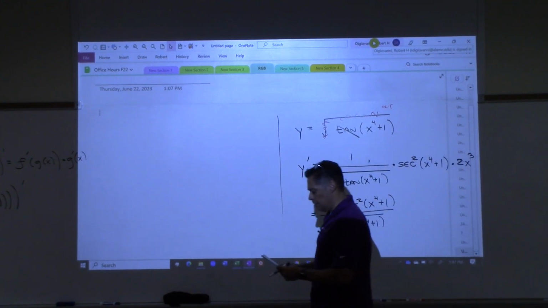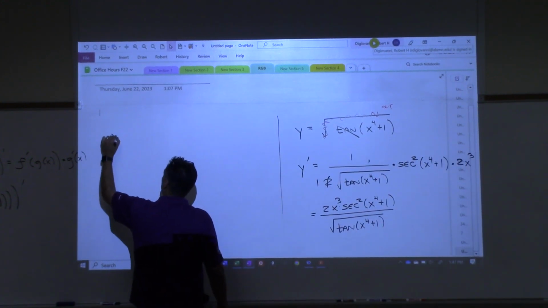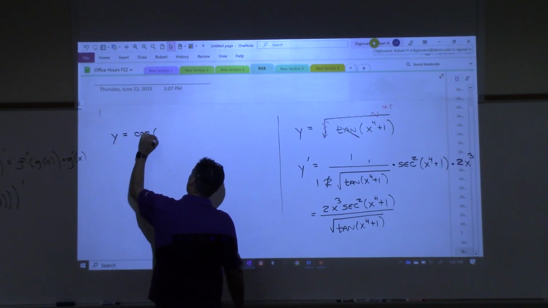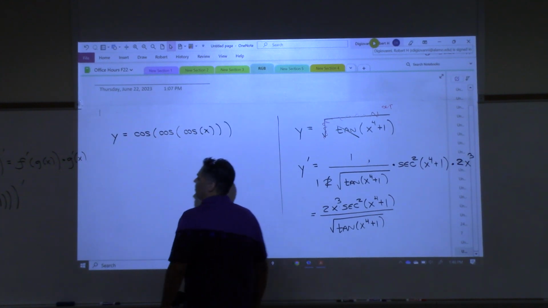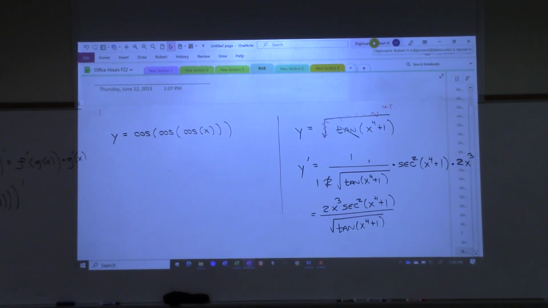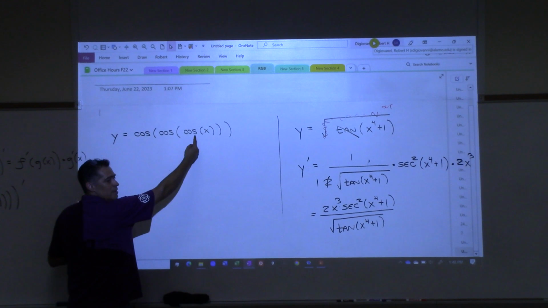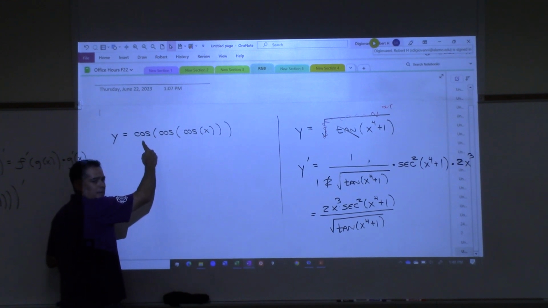All right. Let's see here. How about this one? Cosine of cosine of cosine of x. Do you see a function plugged into a function? Yep. What do you see? Cosine x being plugged into cosine, plugged into cosine again. So inner, middle, outer, kind of?